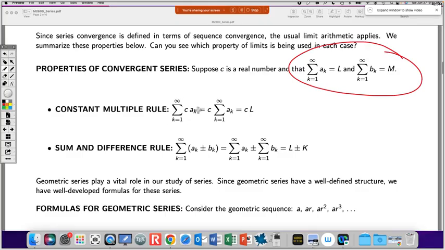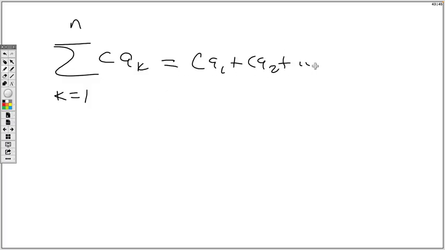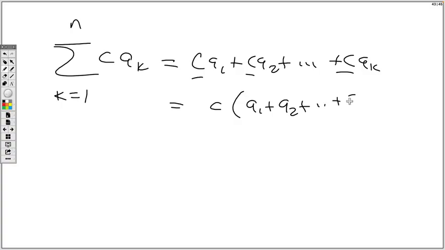For example, the constant multiple rule. If you have a finite sum, if you have a constant multiplying every term, what can you do with that constant? You can factor it out. What rule is that? That's the distributive property. You're just reading it one way, so that's the distributive property.